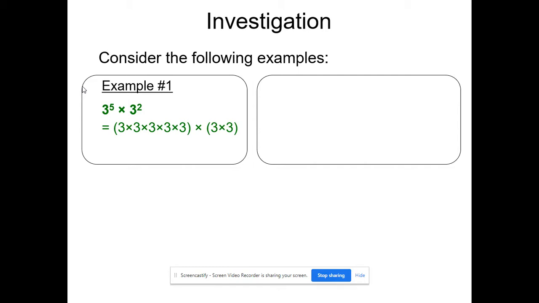So what I end up with is a very long string of 3s being multiplied together. There are actually 7 3s being multiplied together. So I can write that as a power, which is 3 to the power of 7.